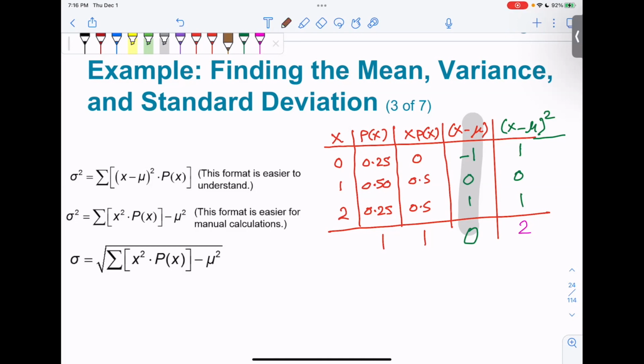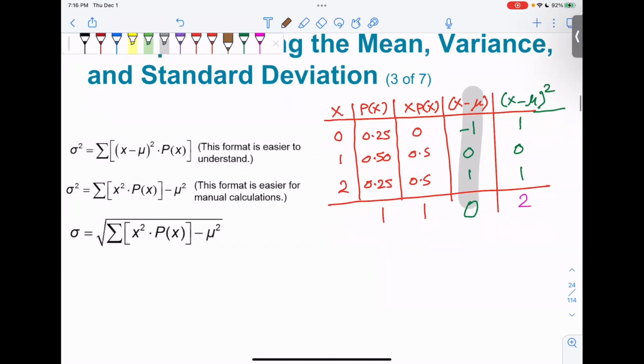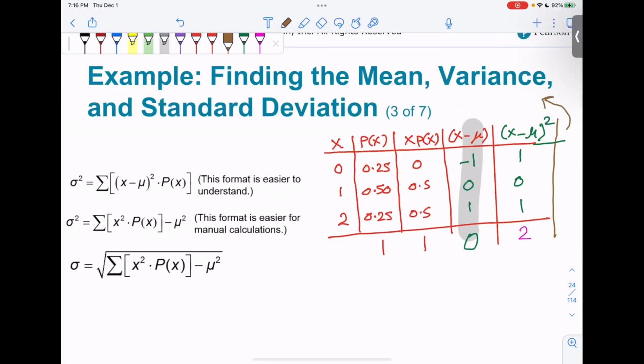The last step here, okay, we can do it like this. So this is (x minus mu) squared times p(x), which is this times this, without the summation for sure. So this times this.